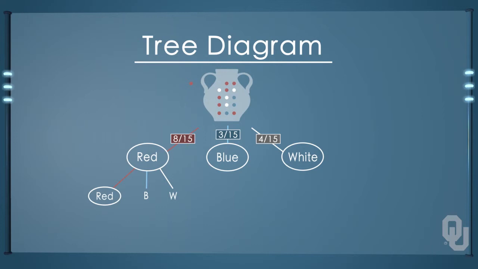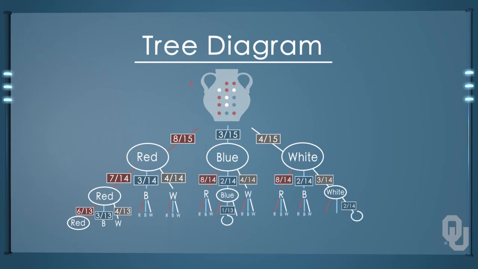Following the red branch, the probability of red on second draw, given red on first draw, is 7/14ths, for blue, 3/14ths, and white, 4/14ths. The third branches, following red, can be constructed in the same way. Indeed, all the branches can be filled in with the appropriate probabilities. We now have a fully grown tree with its fruit of probabilities.